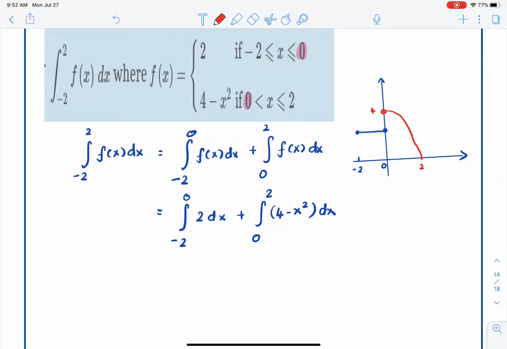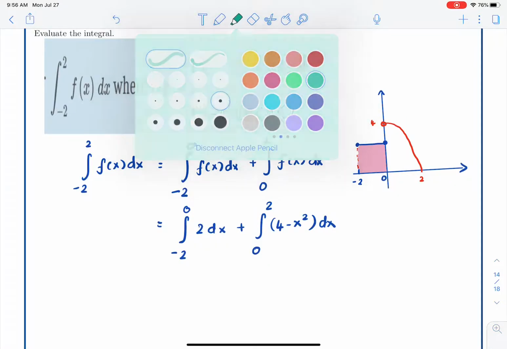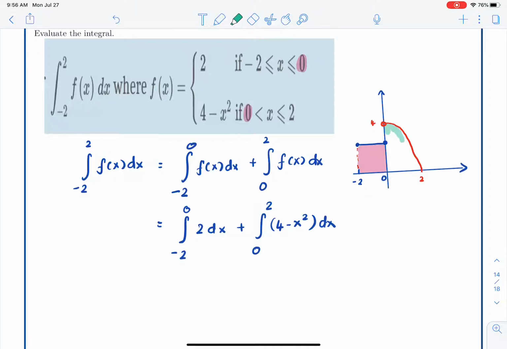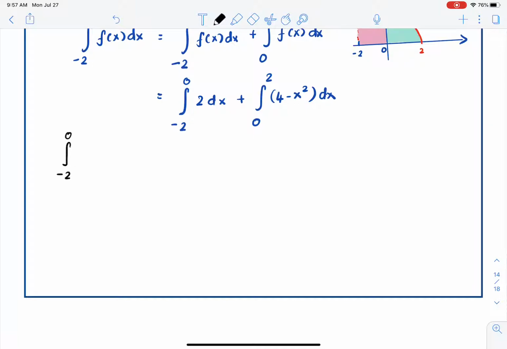So what do we do in this problem? The key to note here is, at the end of the day, we're simply trying to find the area over there and the area over here. So that jump doesn't matter because we're just going to integrate it piece by piece and add the areas. So the first integral is the integral from minus 2 to 0 of 2 dx.